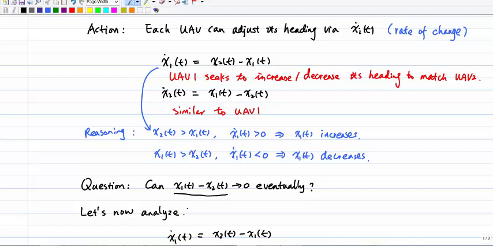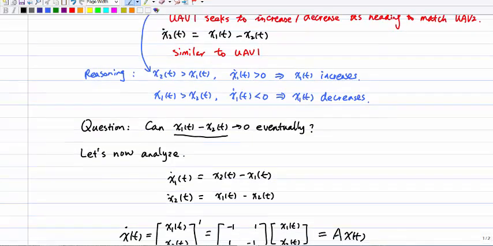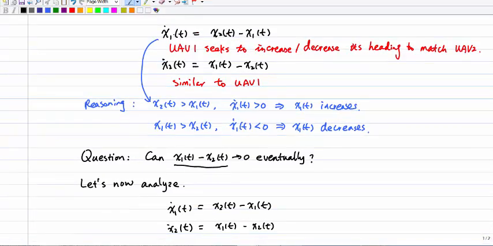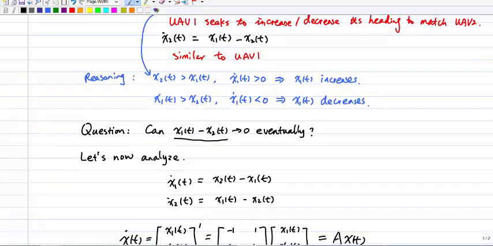We have to analyze the solution. Since we already know how x1(t) and x2(t) will change, meaning how the two aircraft will change their headings, we can write down x1 dot t is equal to x2(t) minus x1(t), and x2 dot t is equal to x1(t) minus x2(t).